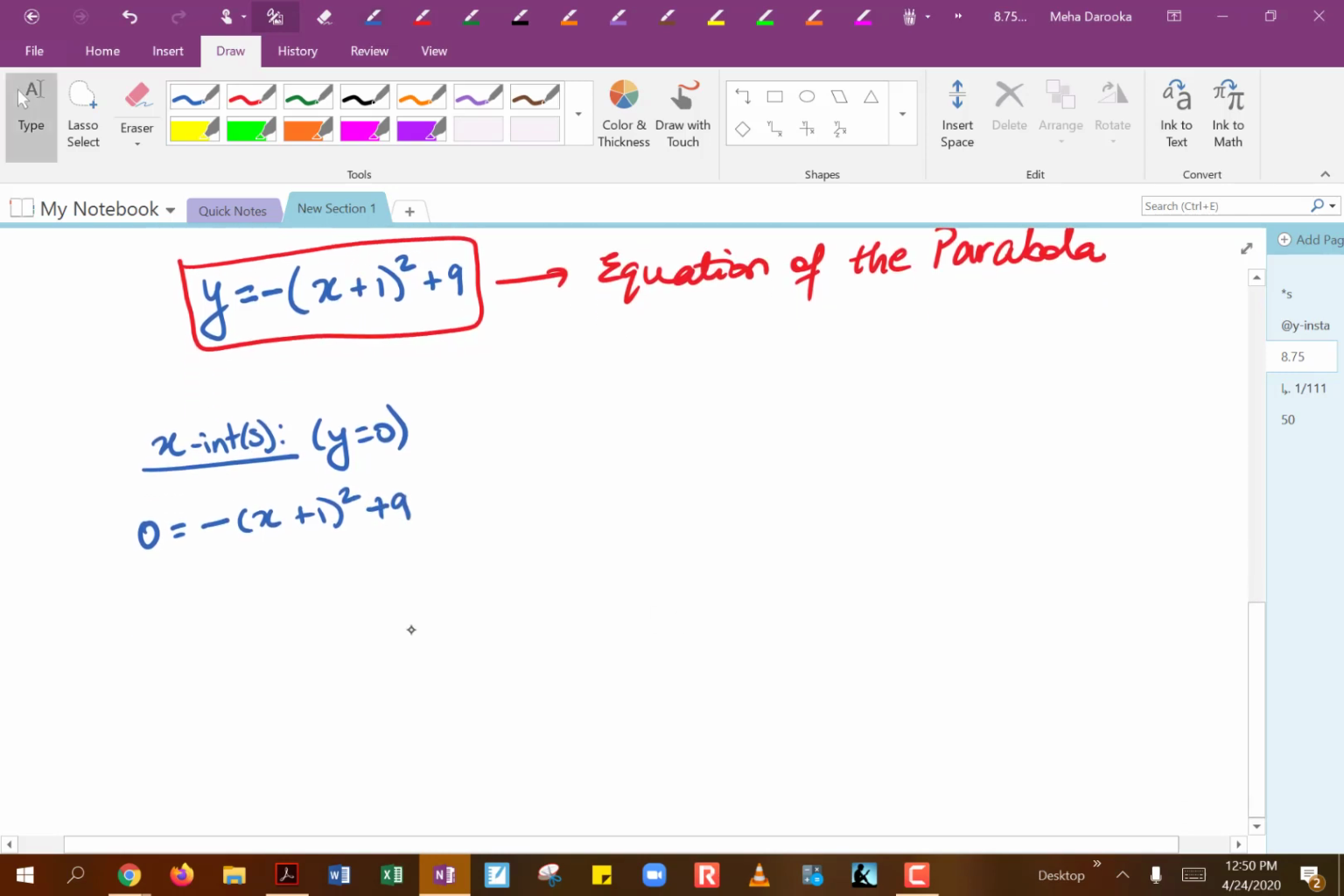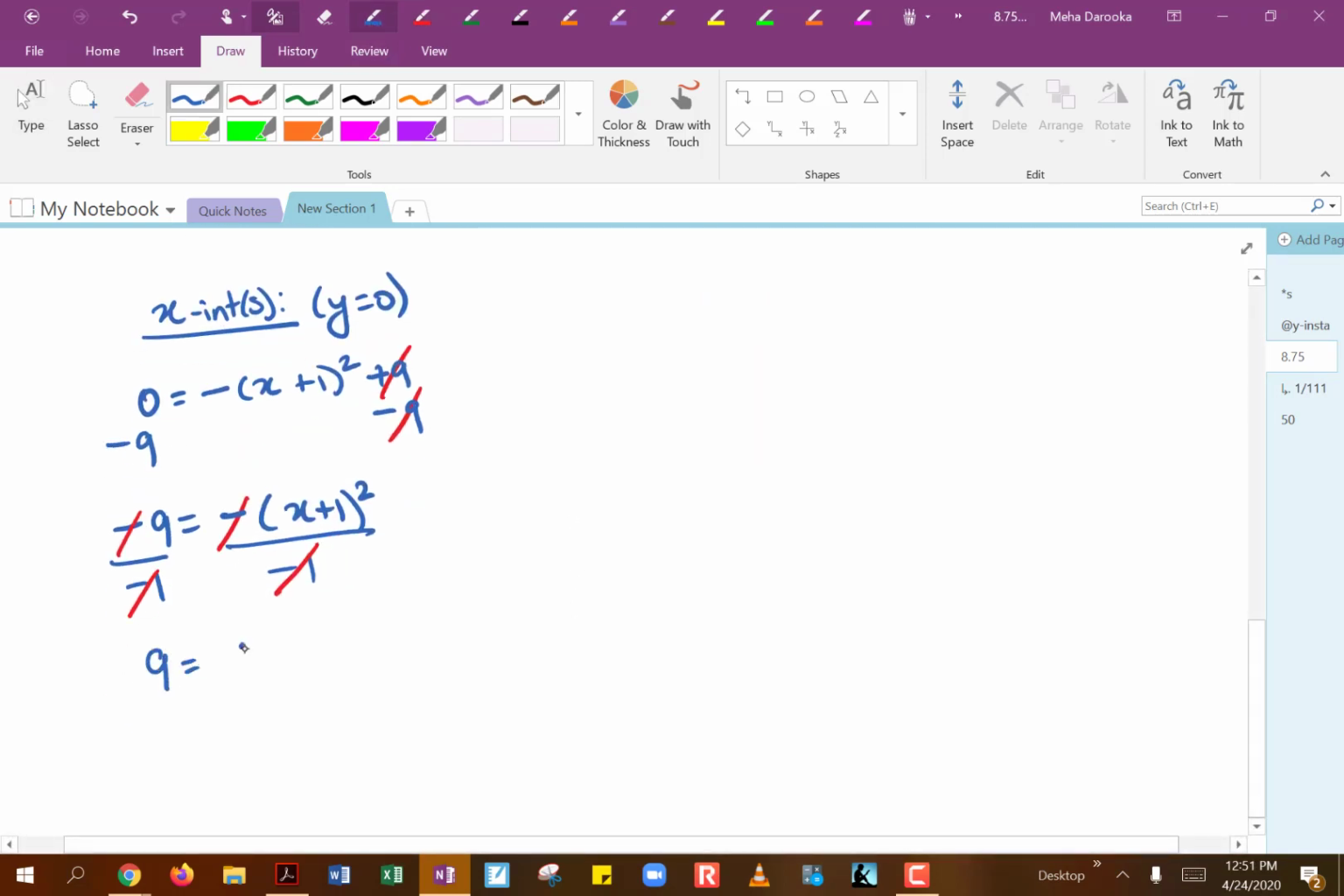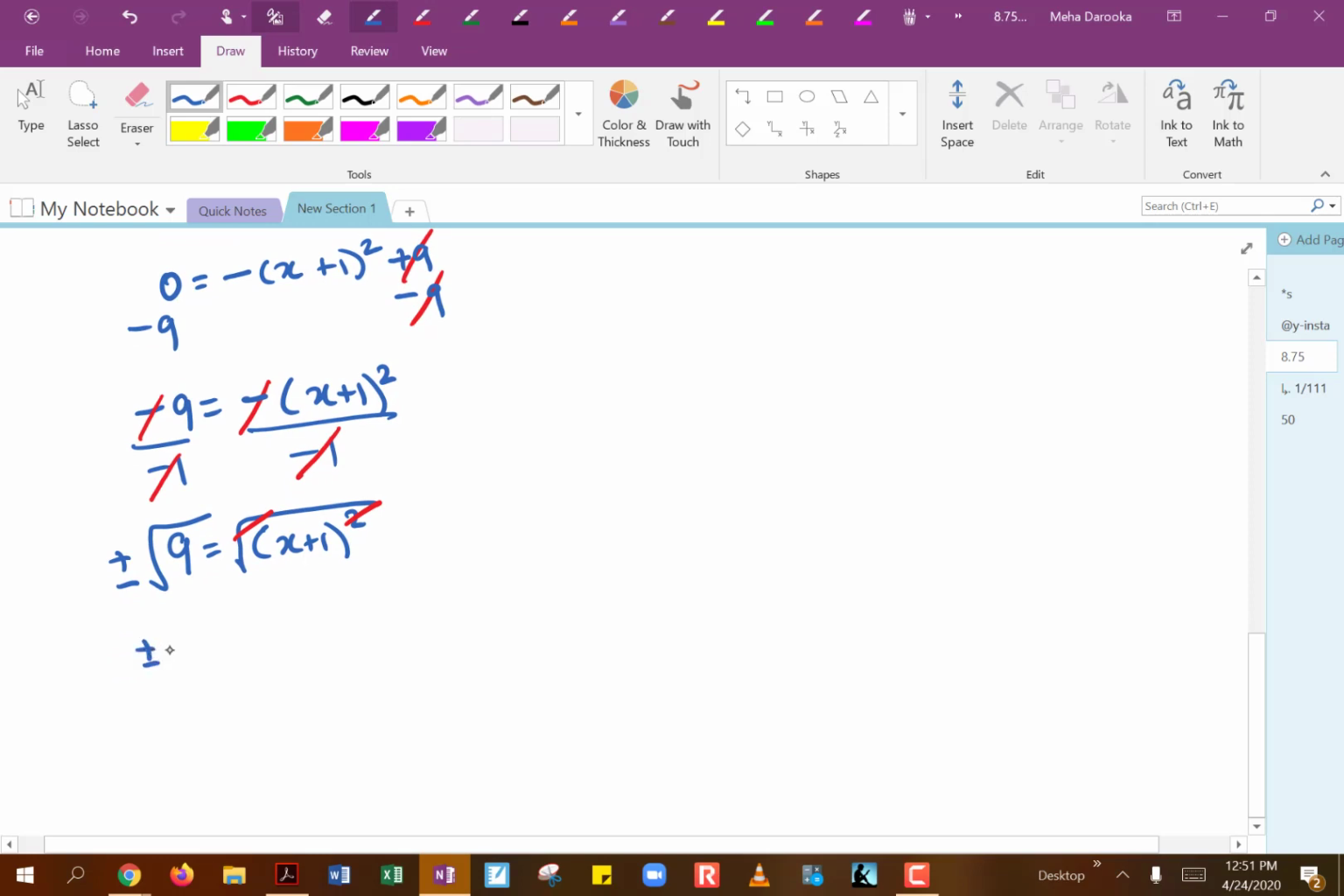Alright, so coming back to our x-intercept, we are trying to find the value of x. So let's try and get x by itself. We'll start by subtracting 9 on both sides. We get -9 equals negative x plus 1 quantity squared. So now we can go ahead and divide both sides by -1 to get rid of this negative sign. And we will end up getting 9 equals x plus 1 squared. To get x by itself, we'll go ahead and take a square root on both sides, which gives us a positive and a negative root. So that's positive or -3 equals x plus 1.